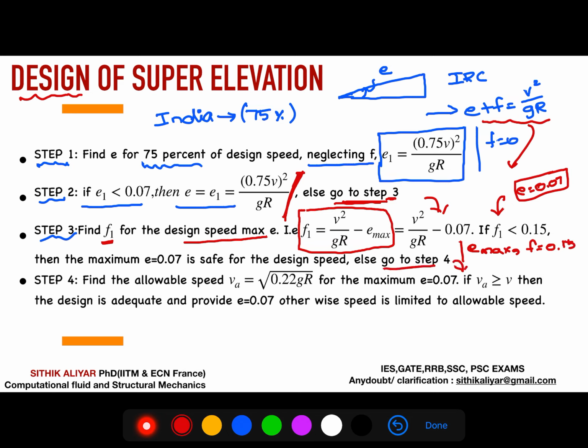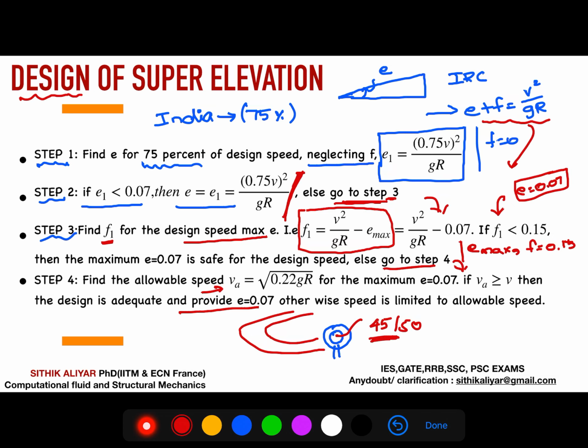So in step 4, we are going to find the allowable speed, because consider there is a horizontal road. You are going to provide some speeding condition, like 45 or 50 or something like that. You are going to put some speed limit to show that although you have provided the maximum super elevation and maximum friction, this is the speed you are getting. So you are going to show to the people that my road is designed only for this particular speed, okay.